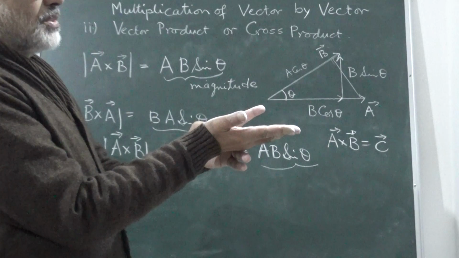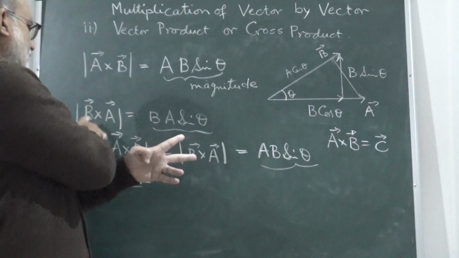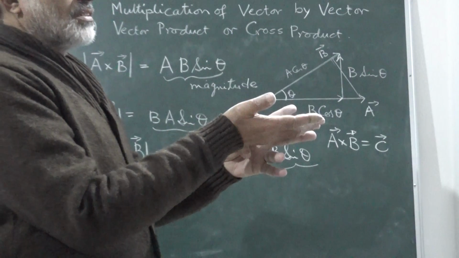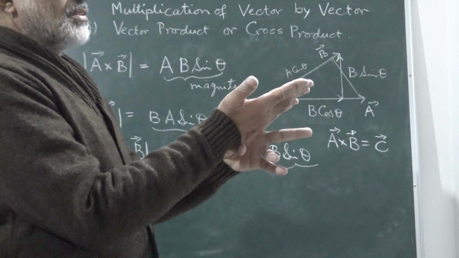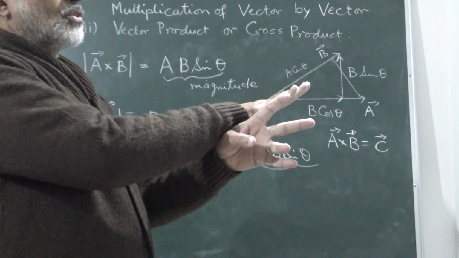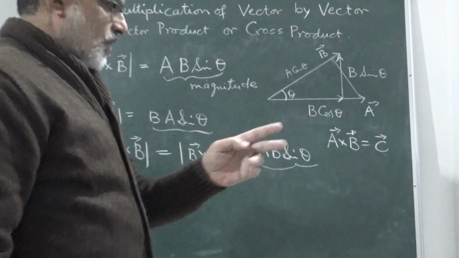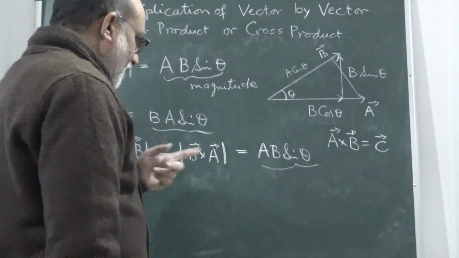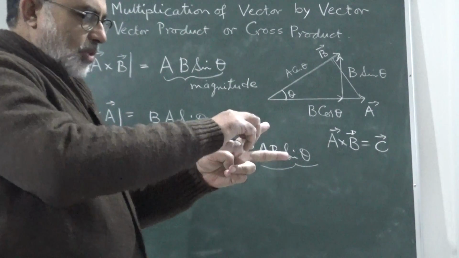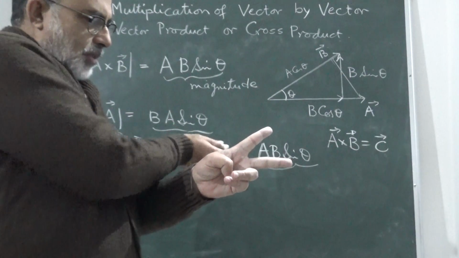So if A cross B is C, C is on this side. And if you take B as the first vector and A as the second vector, put your right palm here. You cannot rotate through the smaller angle, so you have to put your palm like this and align along. So this C is along this side. So if A cross B points towards the observer, B cross A points away from the observer.